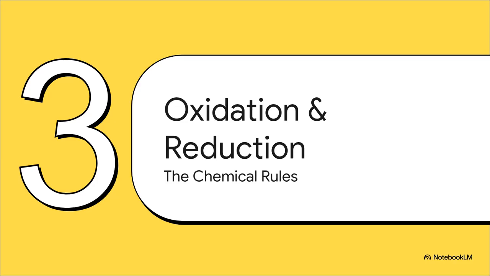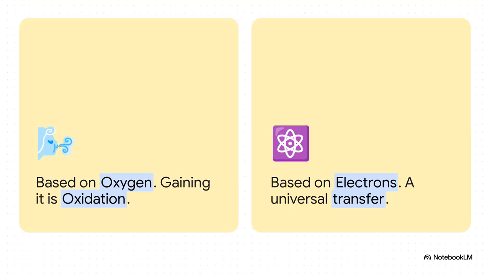Section 3. Oxidation and reduction. Let's learn the chemical rules. Historically, scientists first observed these reactions through the lens of oxygen. The old concept was pretty straightforward. If a substance gained oxygen, it was oxidized. If it lost oxygen, it was reduced. So like taking black copper oxide, reacting it with hydrogen, and watching it reduce back into pure copper.